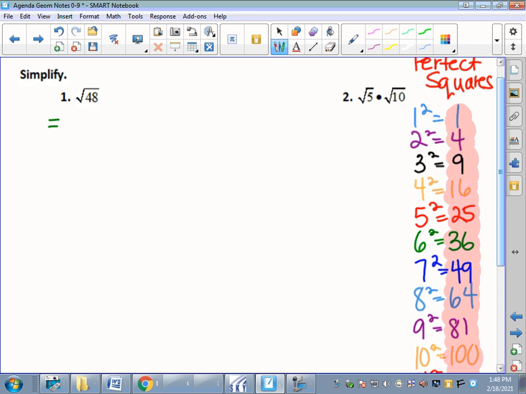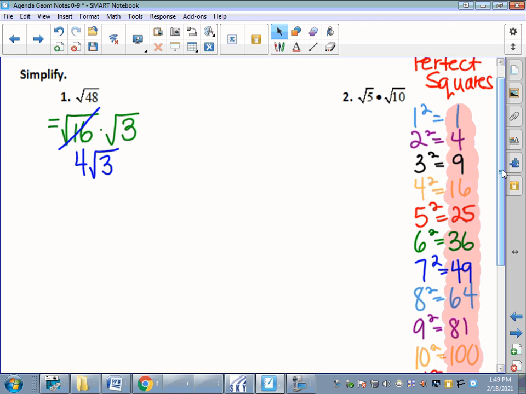So what I'm going to do is I'm just going to write this as the two factors, right? 16 times 3 is 48. And here's the cool thing. 16 is a perfect square. What is its square root? I always cross it out. So 4 with the square root of 3. So that square root of 3 can't be broken down. It's not a perfect square. You just bring it down. The 16 is a perfect square, so I write down square root of 5 times square root of 10.